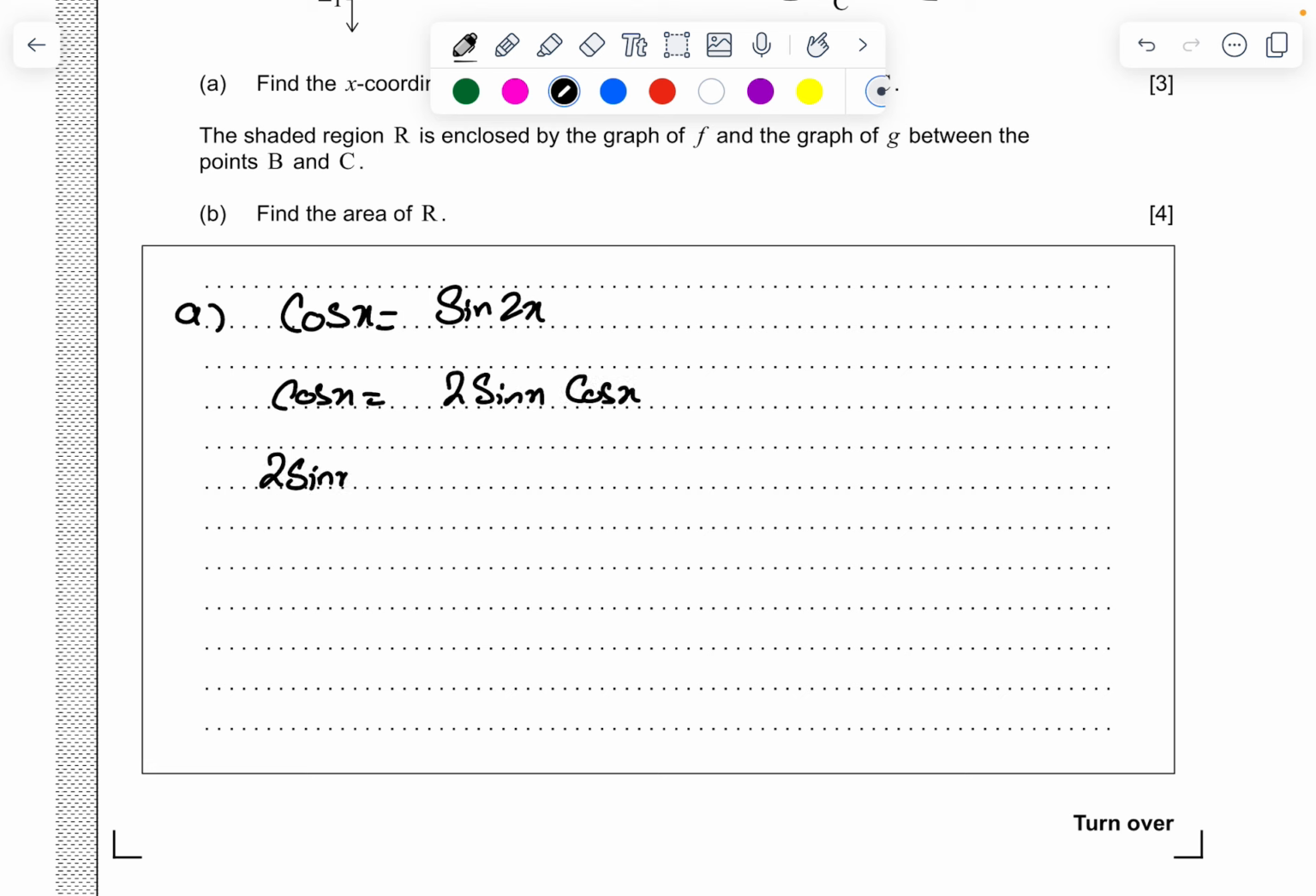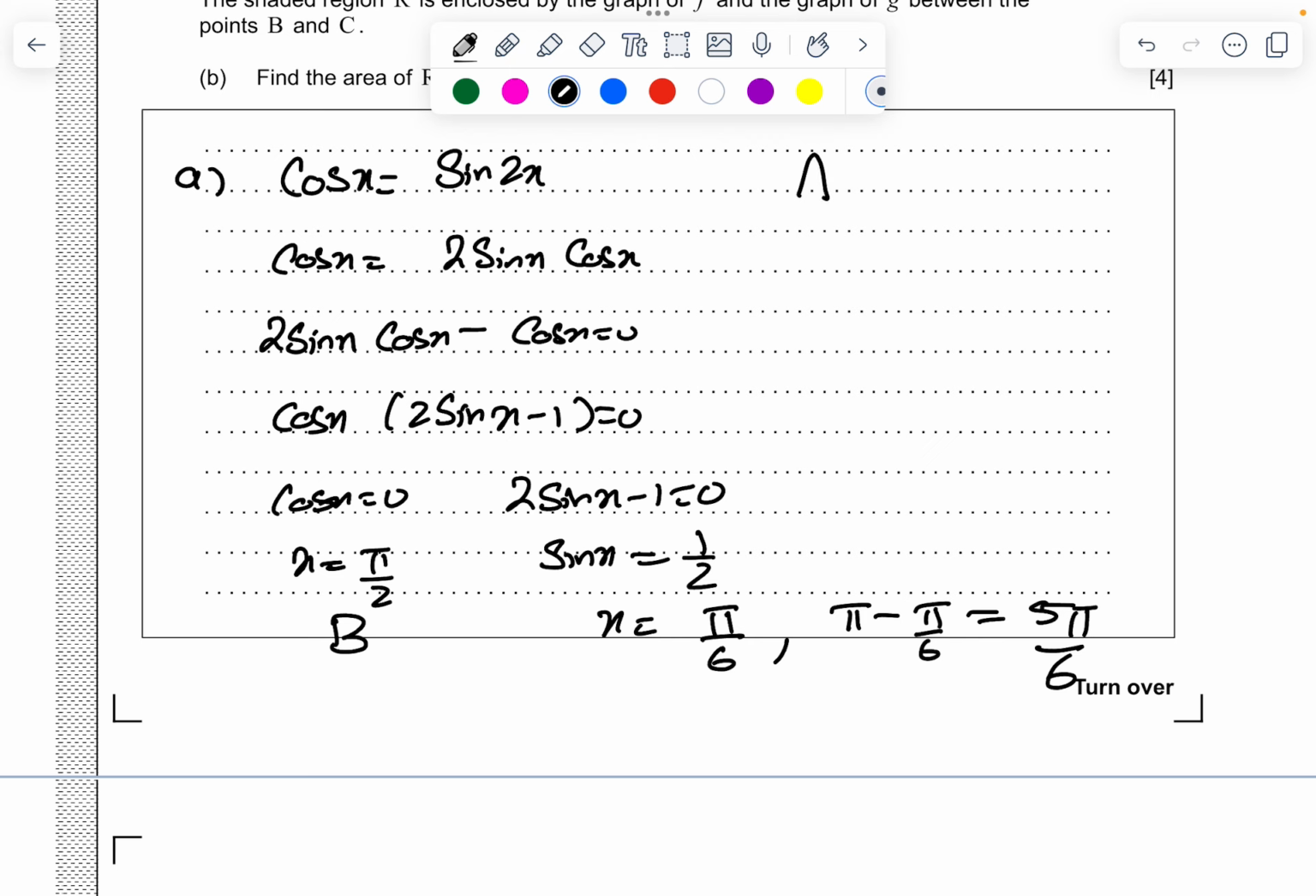So x equals sin inverse 1 by 2, which is pi by 6. That is one answer. Another answer will be pi minus pi by 6, which is going to be 5 pi by 6. So the x coordinate of A is pi by 6 and the x coordinate of C is 5 pi by 6. That's going to be the answer.